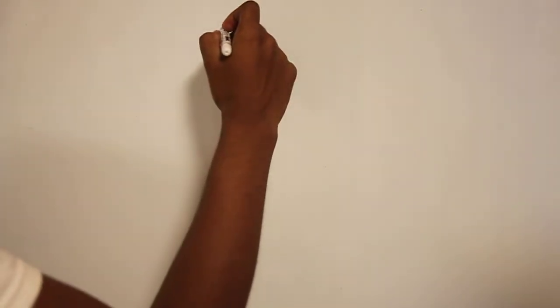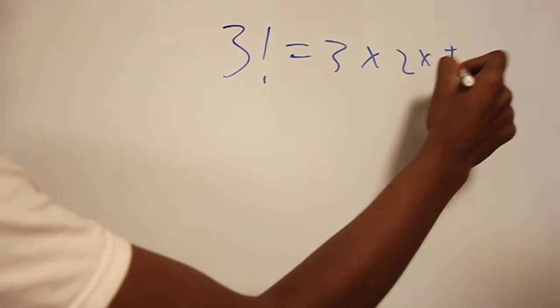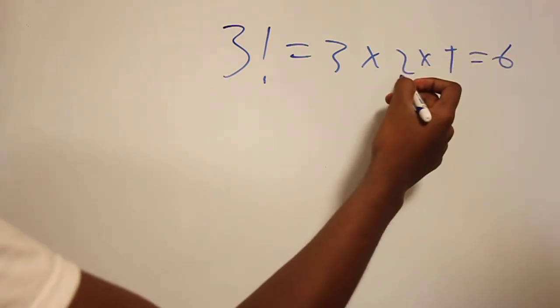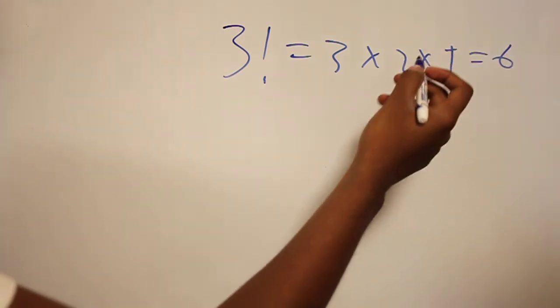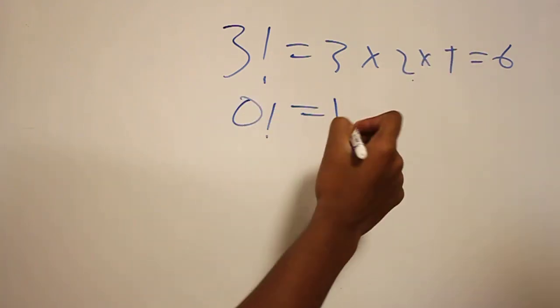I'm going to try and explain the really simple concept of recursion in this video, and I'm going to use factorials to explain it. So 3 factorial is basically 3 times 2 times 1, which is 6. And similarly, 2 factorial is just 2 times 1, which is 2, and 1 factorial is 1. And 0 factorial, just by definition, is defined to be 1.